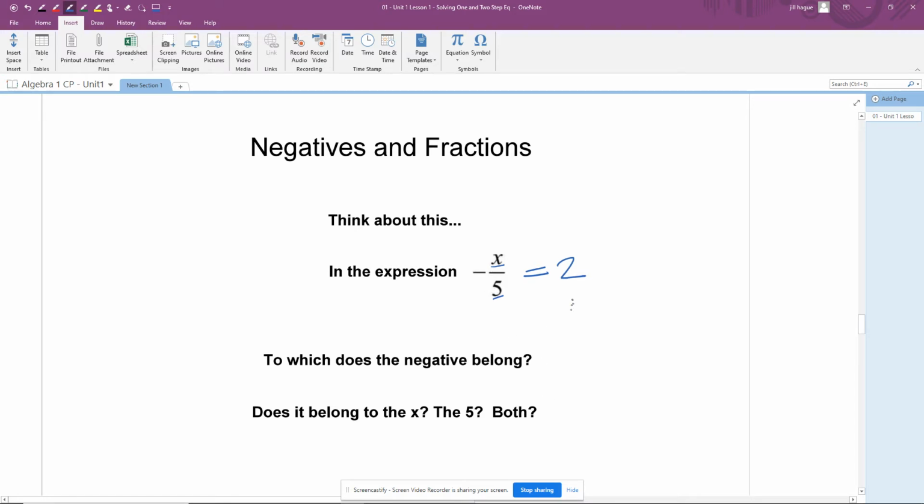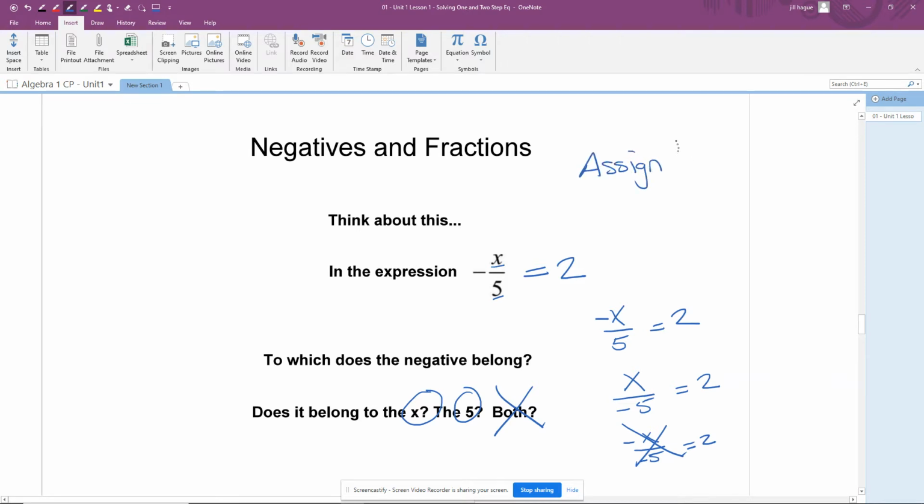All right, so the answer is it belongs to either the x or the 5, but not both. So I could write that as negative x over 5 equals 2, or I could write it as x over negative 5 equals 2. Either way is correct, but you cannot write it as negative x over negative 5 equals 2. You have to assign it to 1. Okay, so assign the negative, in this case, to 1.